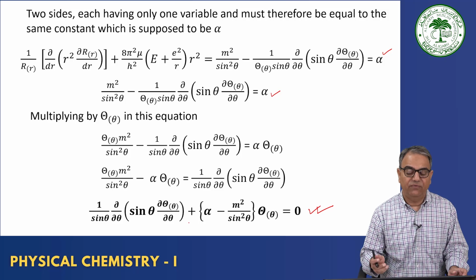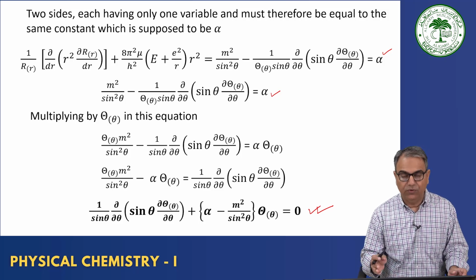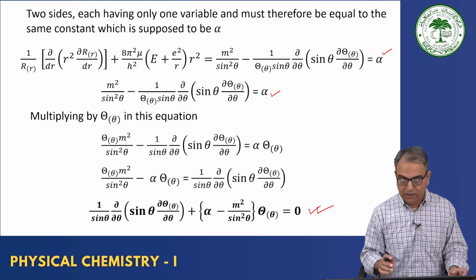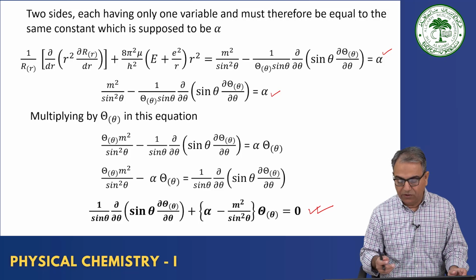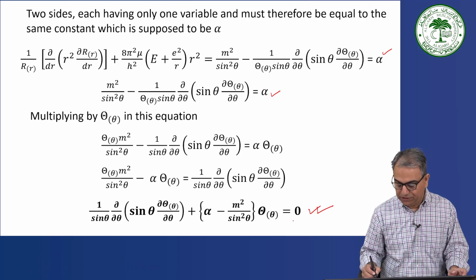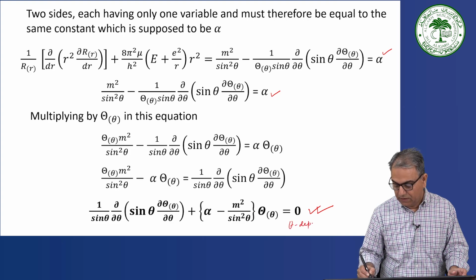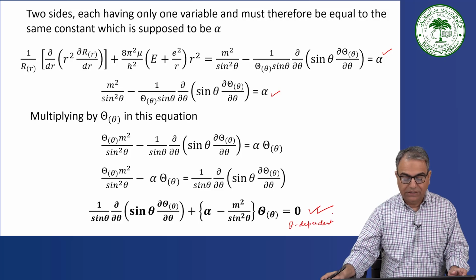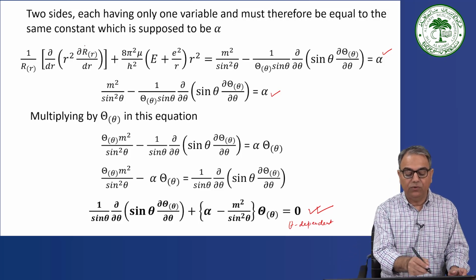Okay, what is alpha? What is m? Of course you know m, because we did it in the rigid rotor, but what is alpha? We will find out later on. But this equation is again separated, and now we have a theta dependent equation. Same way, this part also will be equal to alpha.